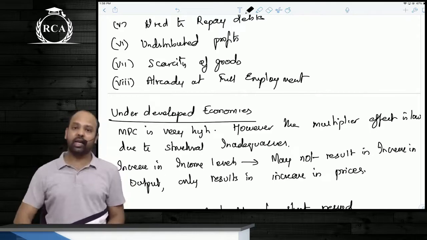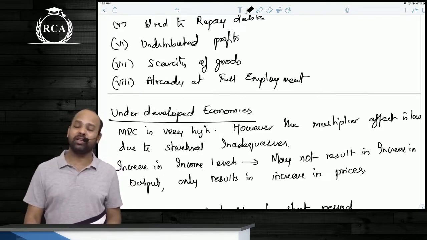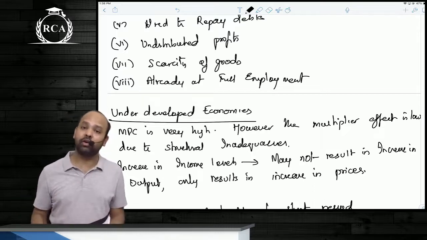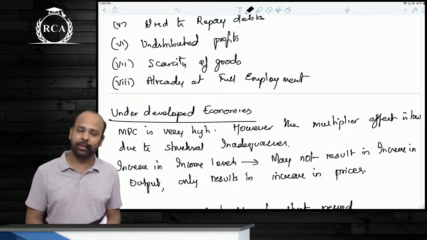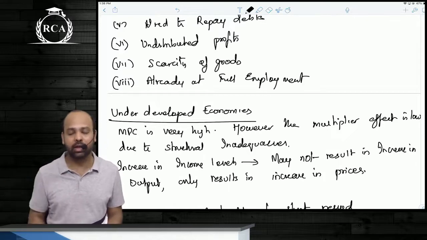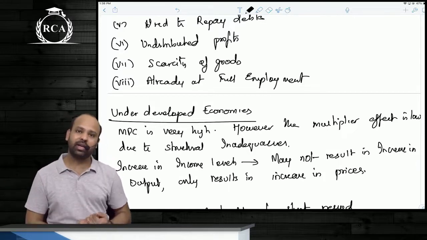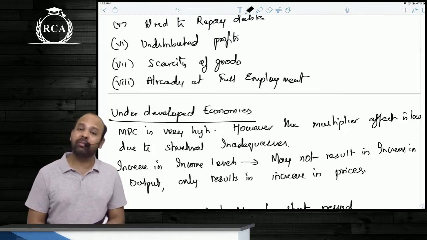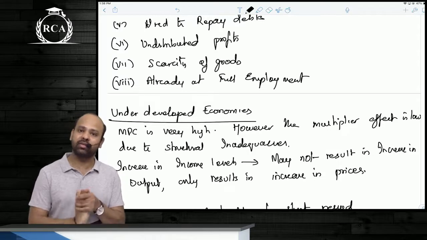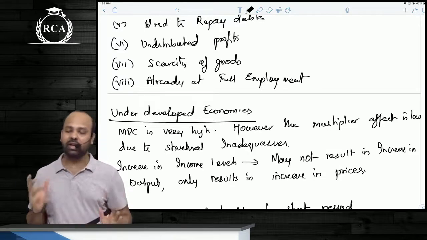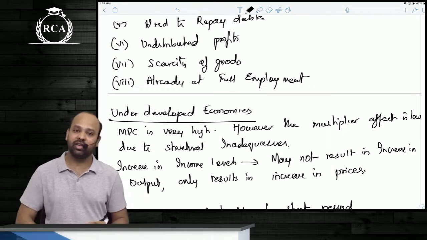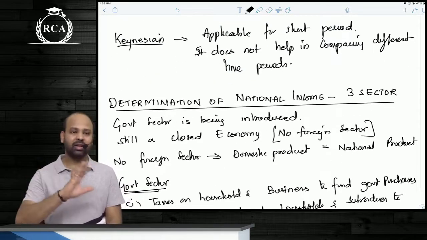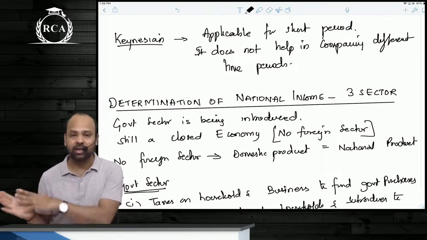And then, underdeveloped economies have a very high marginal propensity to consume. So logically, they are supposed to have a very high multiplier effect, but in reality they do not have a higher multiplier effect. That is because they have structural deficiencies. Even if national income is increasing, production is not increased, and this will result in inflationary pressure. Understood? Keynesian theory is not applicable to compare national incomes at different points of time.